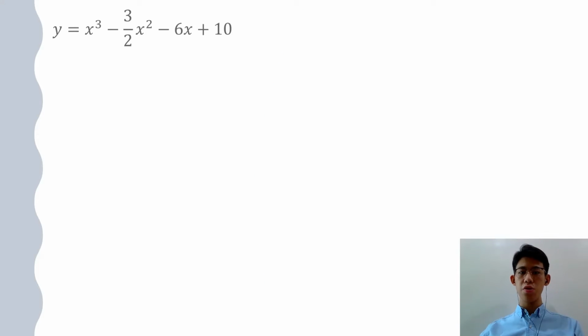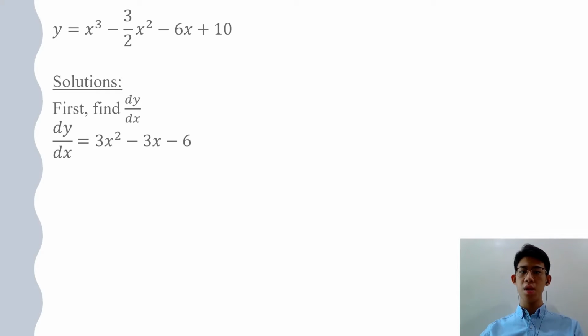We take out the equation from the question and start our solution. First, we need to find our dy over dx. By differentiating the equation, x cubed will become 3x squared, 3 over 2 x squared will become 3x, 6x will become 6, while the 10 will become 0. Then, at the stationary point, we know that dy over dx will equal 0. Why? Because dy over dx is the same as the gradient.